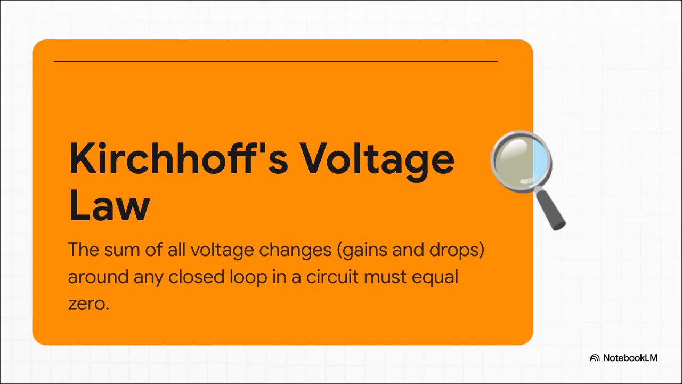So what is this thing, really? Well, the official definition says that if you trace any closed loop in a circuit, any path that ends where it started, and you add up all the voltage changes along the way, the grand total has to be zero, every single time. It's really all about the conservation of energy.